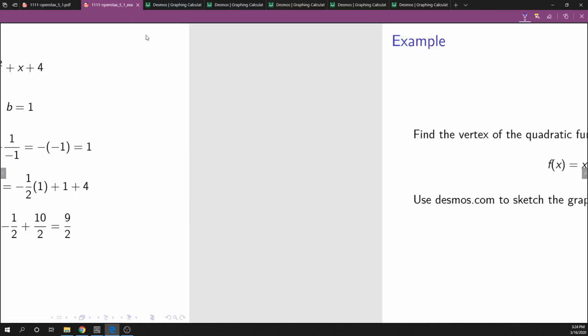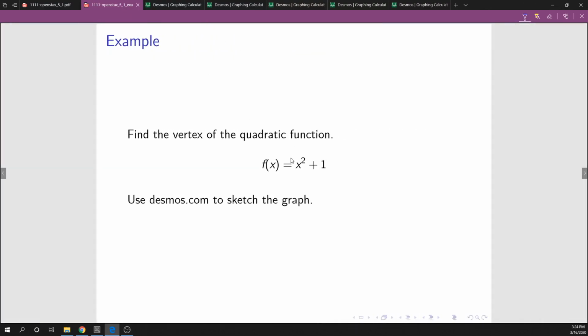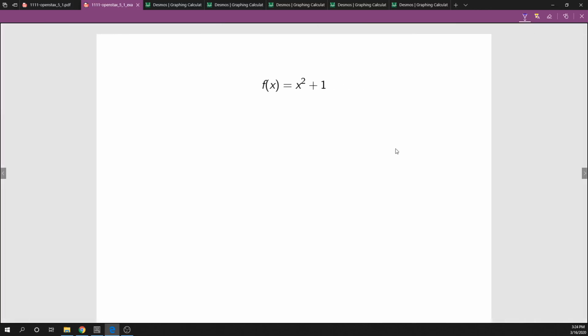Okay, next example. Find the vertex of the quadratic function, f of x equals x squared plus 1. All right. So looking at this example, you got to make sure that it's written in the general format first, and it kind of is, right? Although there is no x term, and so we can see that having x squared plus 1 is the same as having x squared plus 0x plus 1.